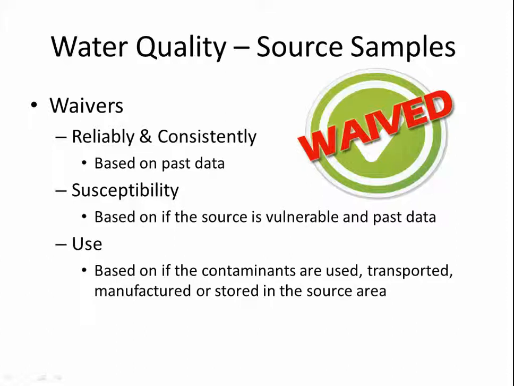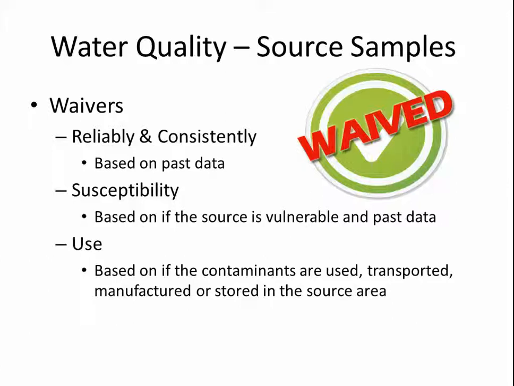So let's talk a little bit about waivers. There's 3 types of waivers. The first one is the reliably and consistently waiver. That waiver is based on past data. And if you think any of your sources are eligible for a reliably and consistently waiver and you don't have it, you can contact us in the rules section and we'll look at that and see if we can get you the reliably and consistently waiver.